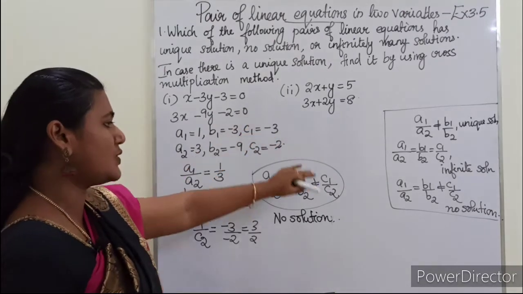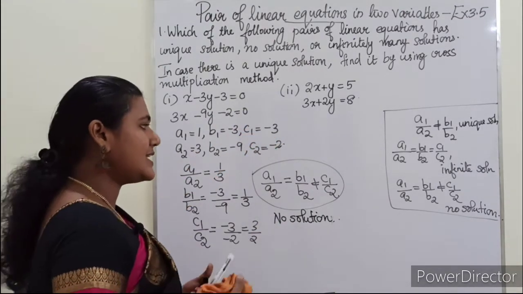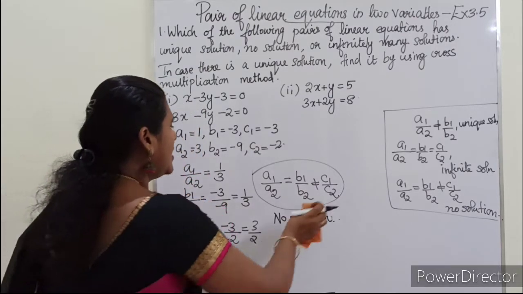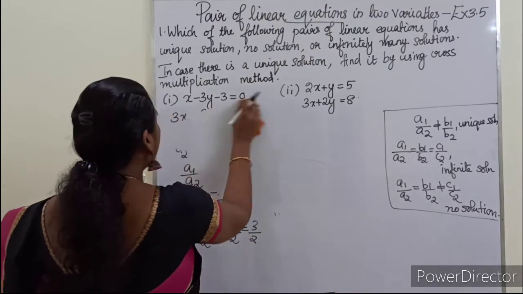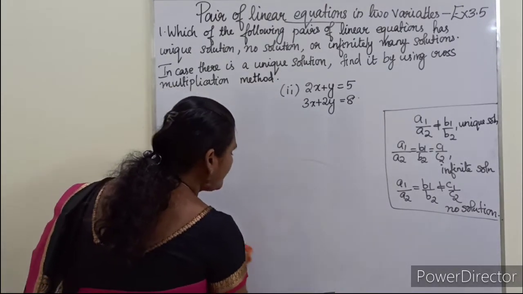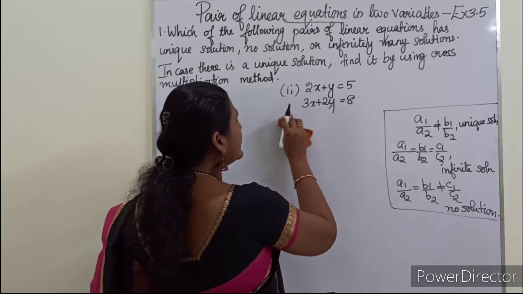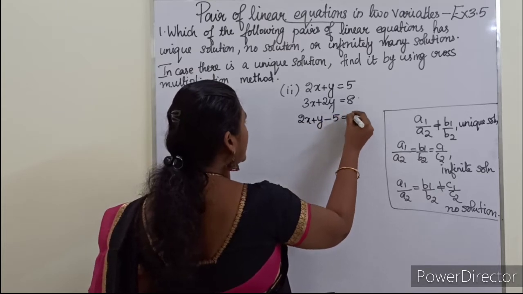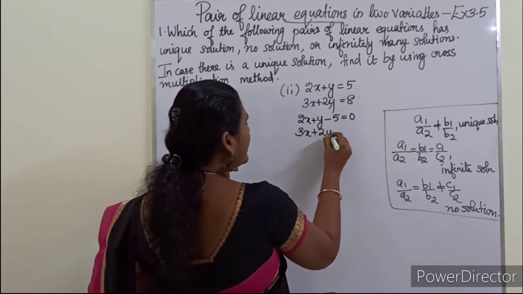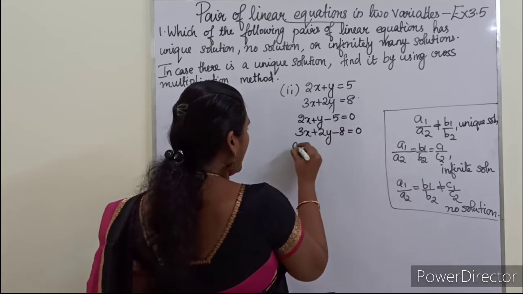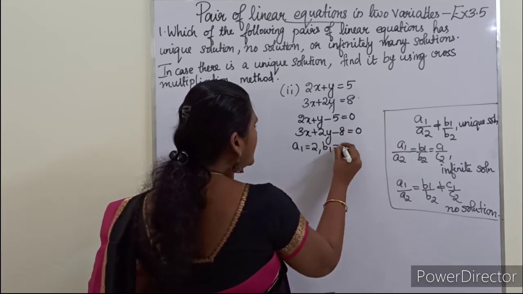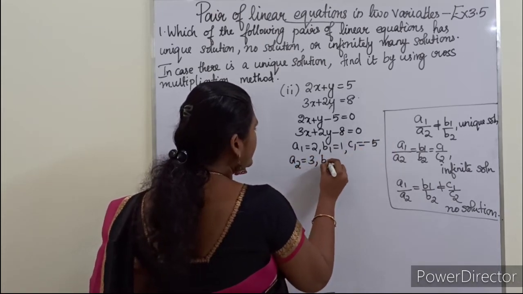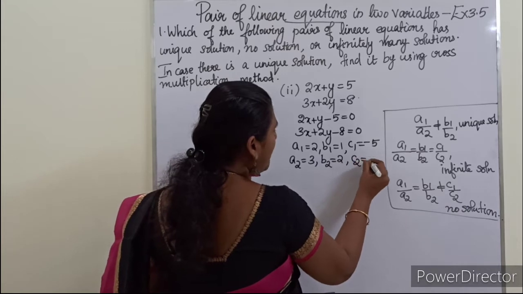For the second question also, we will first verify if it has a unique solution. In that case, we have to find it using the cross multiplication method. So we will start with the second question. We will write the equations in standard form, that is 2x plus y minus 5 equal to 0, 3x plus 2y minus 8 is equal to 0. So a1 is equal to 2, b1 is equal to 1, c1 is equal to minus 5, a2 is equal to 3, b2 is equal to 2, c2 is equal to minus 8.